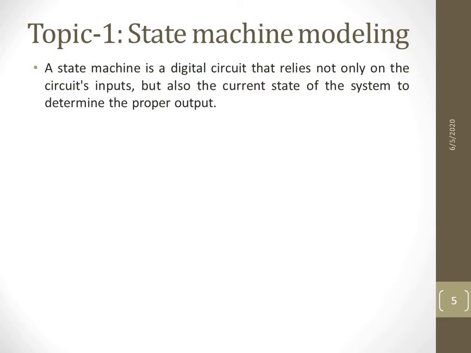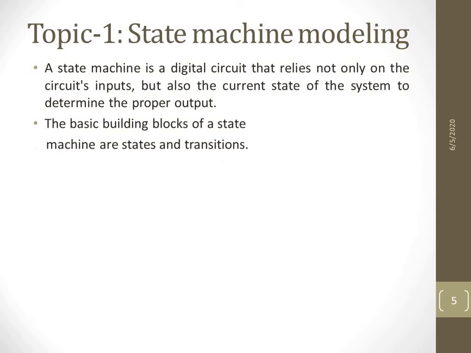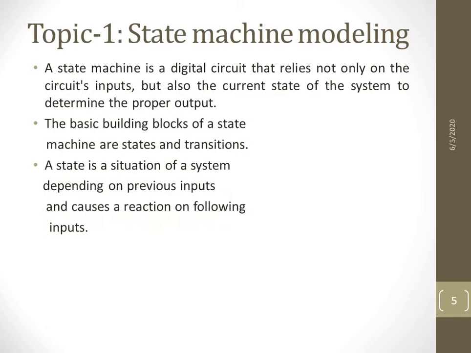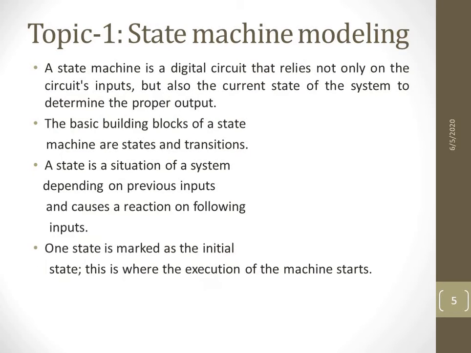A state machine is a digital circuit that relies not only on the circuit's inputs but also the current state of the system to determine the proper output. The basic building blocks of a state machine are states and transitions. A state is a situation of a system depending on previous inputs and causes a reaction on following inputs.